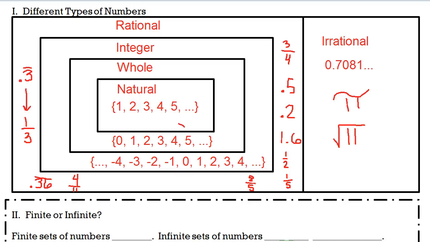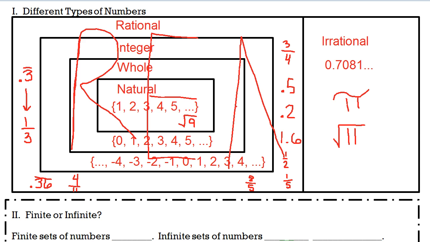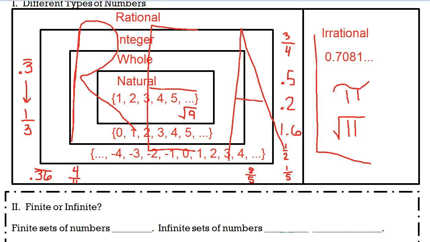Now, compare that to, say, radical 9. Technically, since radical 9 is 3, we could actually count that as natural. And then because it's natural, that means it's also whole and an integer and rational. And let's just be obnoxious here. Every single last thing that we're talking about, whether we are talking about natural, whole, integer, rational, irrational, everything that we deal with in this section is a real number. Every single last thing.